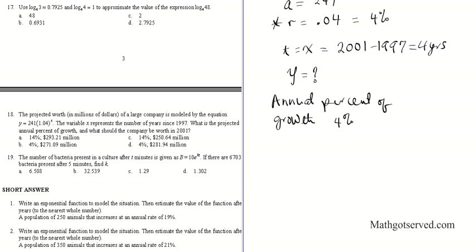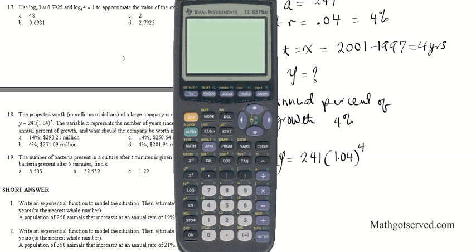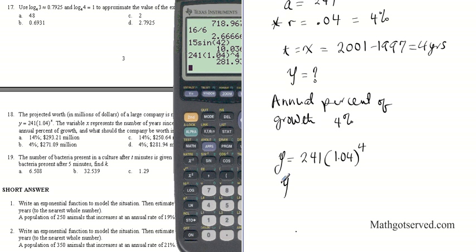Now, to find the amount after 4 years, you're going to plug in 4 into this formula. So 241 times 1.04 raised to the 4th power. That will help us compute the final amount. So plug that into the calculator: 241 times 1.04 raised to the 4th power. Answer is $281.94 million. So the company is going to be worth $281.94 million, and that is option letter D.